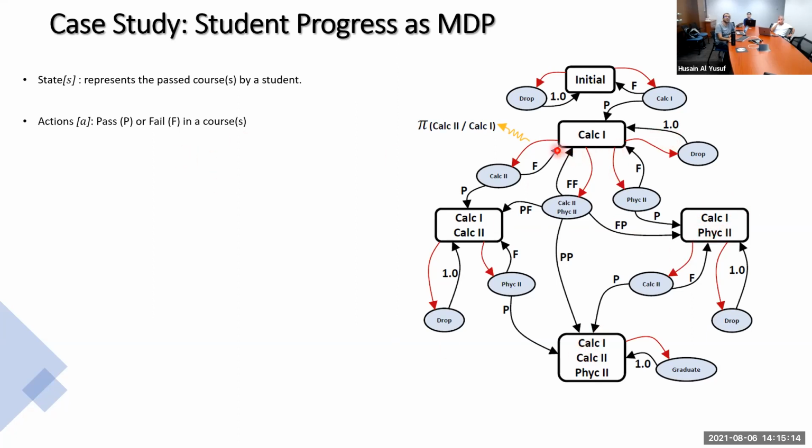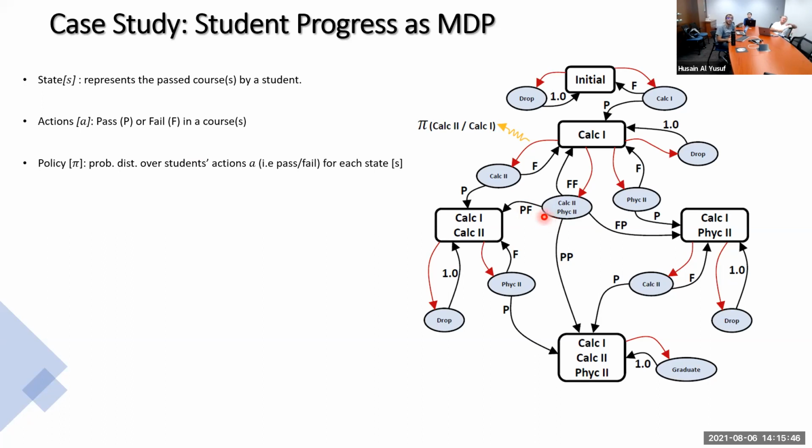The action is what the student is taking, and whether they pass or fail. So the student can take Calculus 1 or Physics 2 or both. And they may drop out, meaning they drop from the program completely. So these are the possible actions for each state. PF means they passed Calc 1 and 2, but they failed Physics 2.